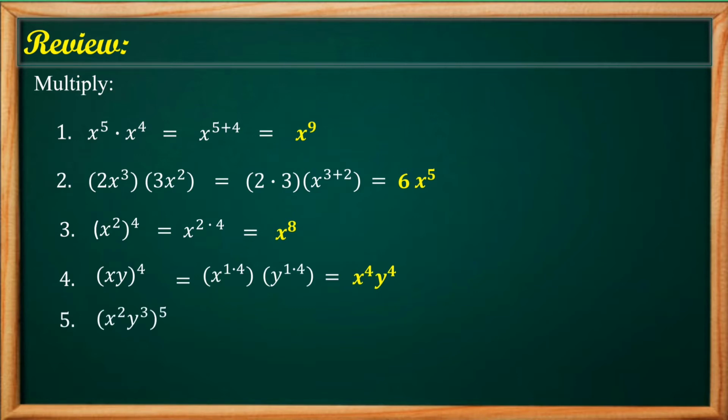Okay, number 5 example, x squared y cubed to the power of 5. Then, we will multiply 2 times 5 and 3 times 5. We cannot add them because they have different bases, which are x and y. Therefore, the answer is x raised to the power of 10 and y raised to the power of 15.